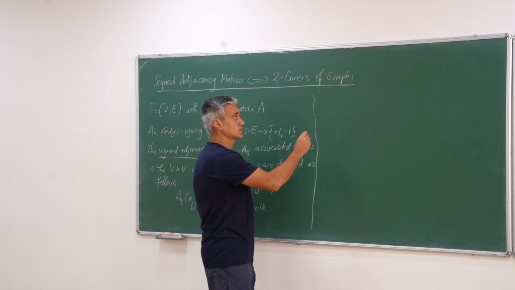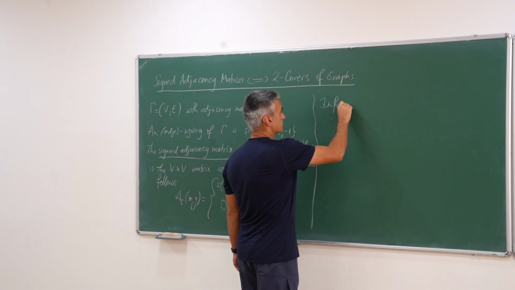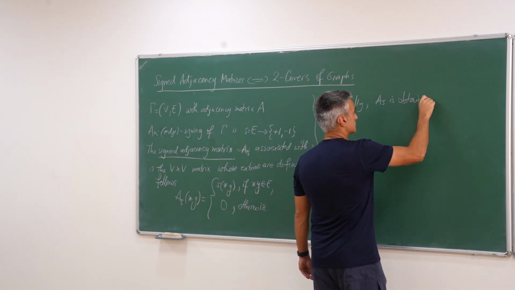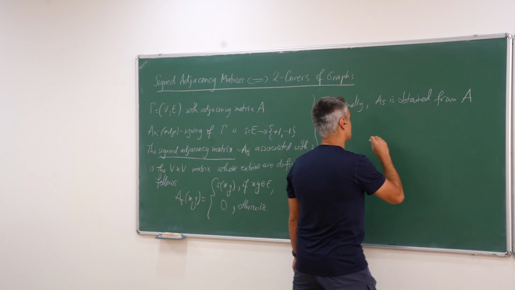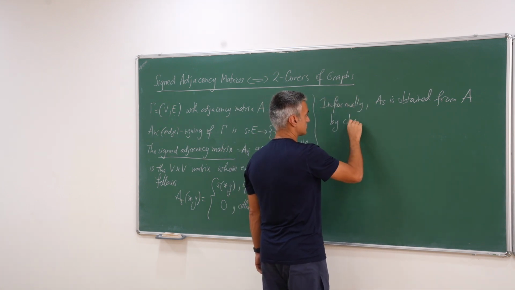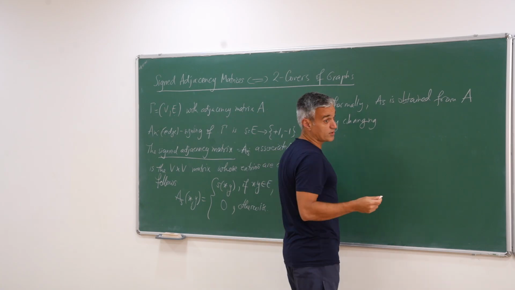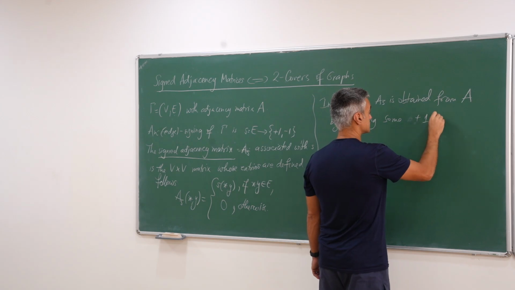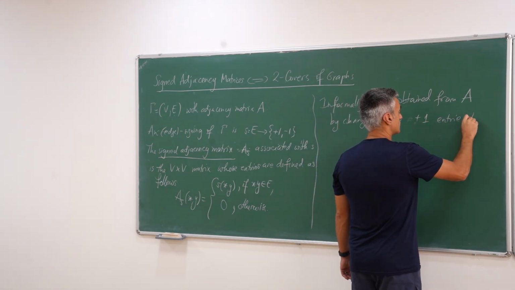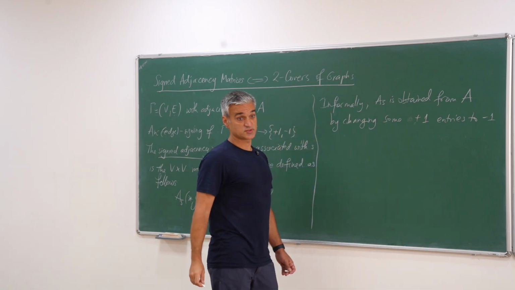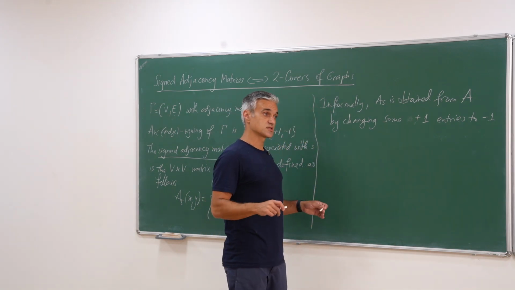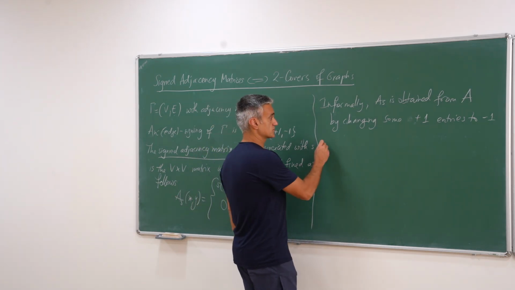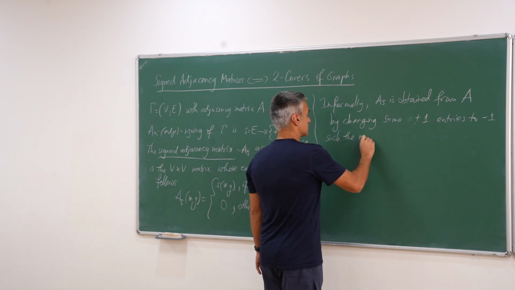So informally, in words, A_S is obtained from A by changing some, but possibly none, of the +1 entries to -1, so that the matrix is symmetric. The matrix has to stay symmetric, so when you change the +1s above the diagonal, you also change them below the diagonal, the transpose.